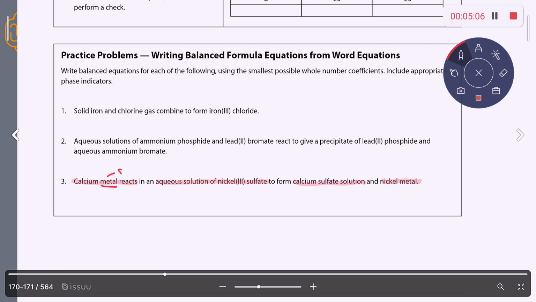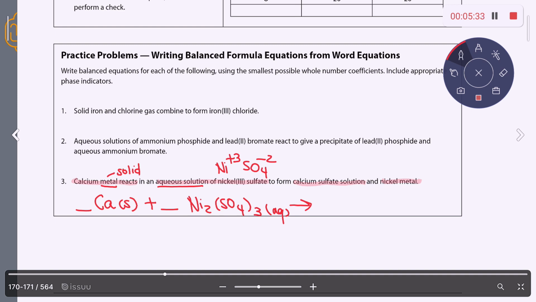Anytime they say that you have a metal, that means it's a solid. So calcium metal would be Ca with a little (s) in parentheses after it, and it is being placed in an aqueous solution of nickel(III) sulfate. Nickel(III) is Ni3+, sulfate is SO4 2-. That means the chemical formula is Ni2(SO4)3. Aqueous solution means it's dissolved in water, so you put an (aq) after it. It's forming calcium sulfate solution. Calcium is Ca2+, sulfate is SO4 2-, so you're going to get CaSO4 with the (aq) after it. And then you form nickel metal, so this would be Ni with a little (s) after it.